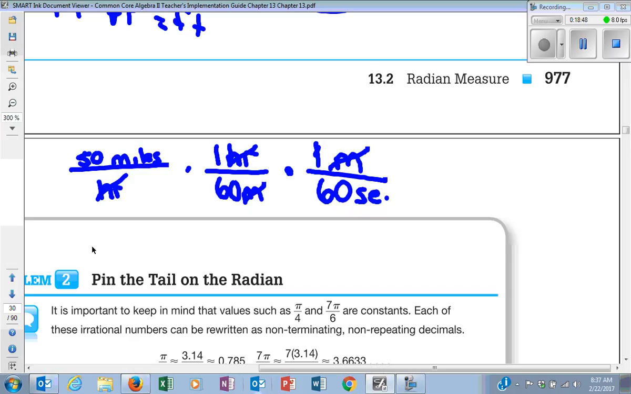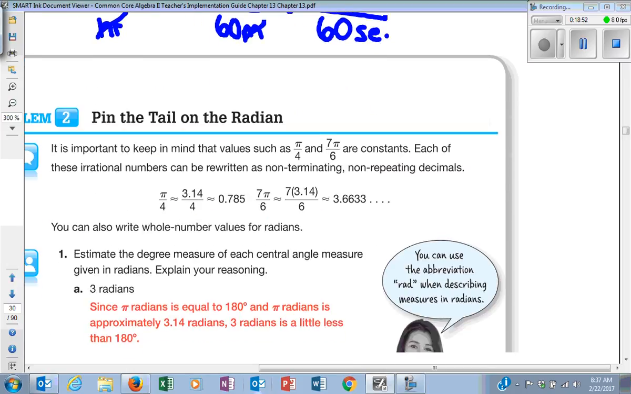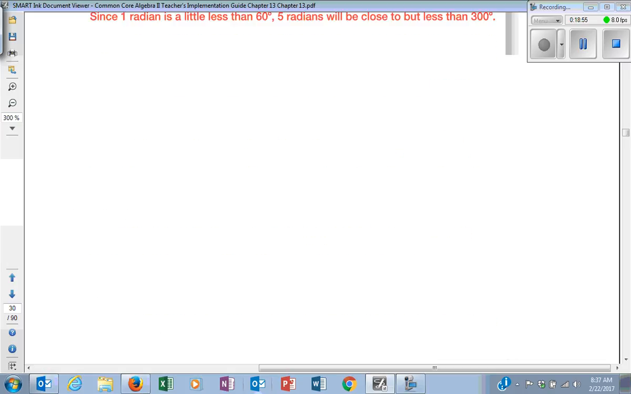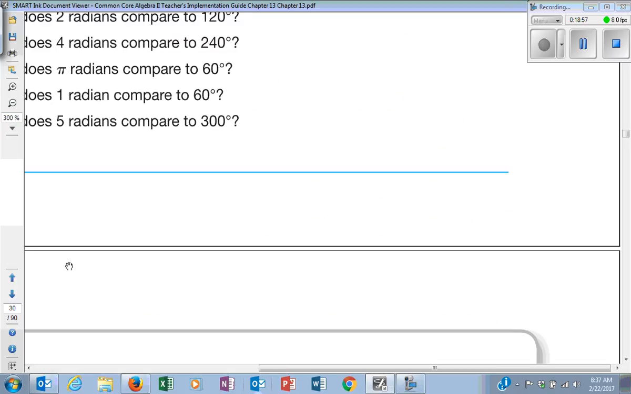So, watch what's going to happen here. If you understand that concept, and when we change radians to degrees, the only thing you need to know is this one thing from your unit circle, which you should know. What does pi radians really equal?